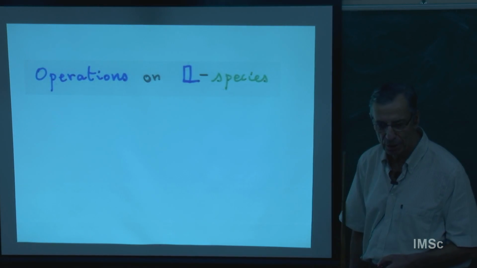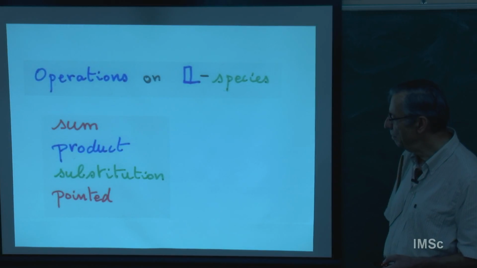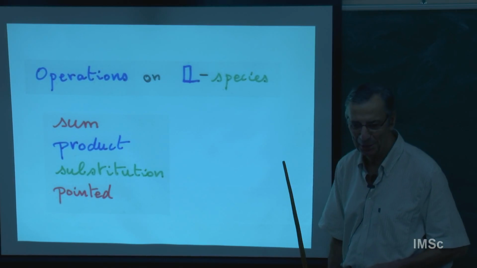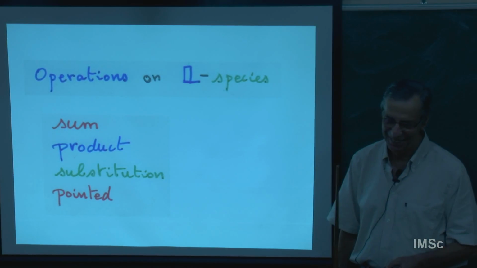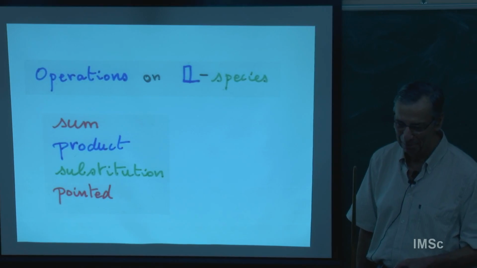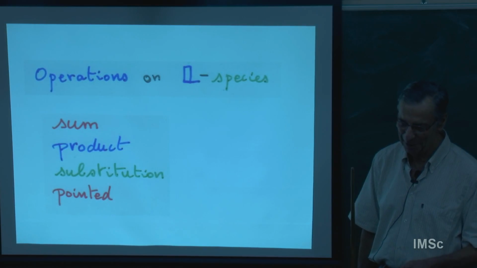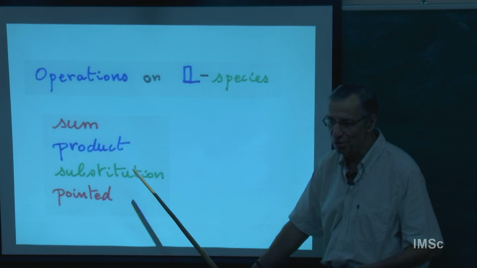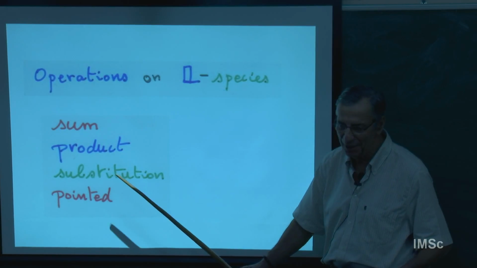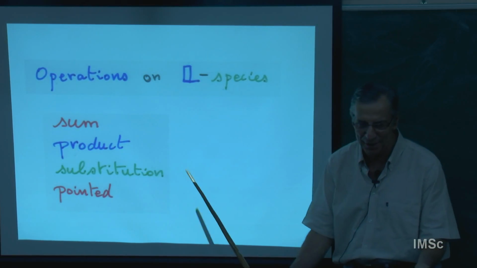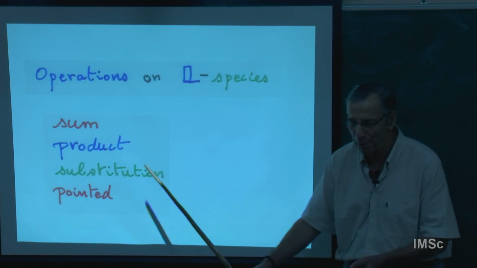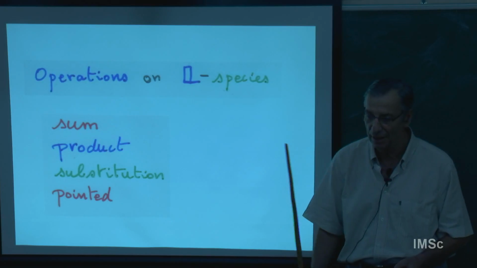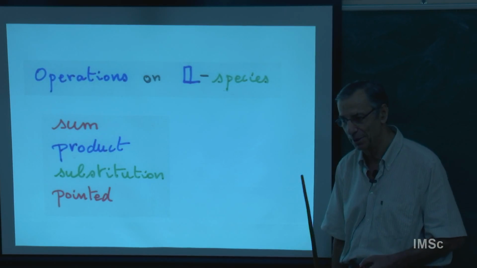So there are some operations on L species: product, substitution, pointed. It's not necessary to explain all this. You can imagine easily what you should do. What is important is to do the derivative and the integral. Because here, the underlying set has a total order, but to define the operation, you do nothing with this total order. But with the derivative and integral, then I will do something with the total order.